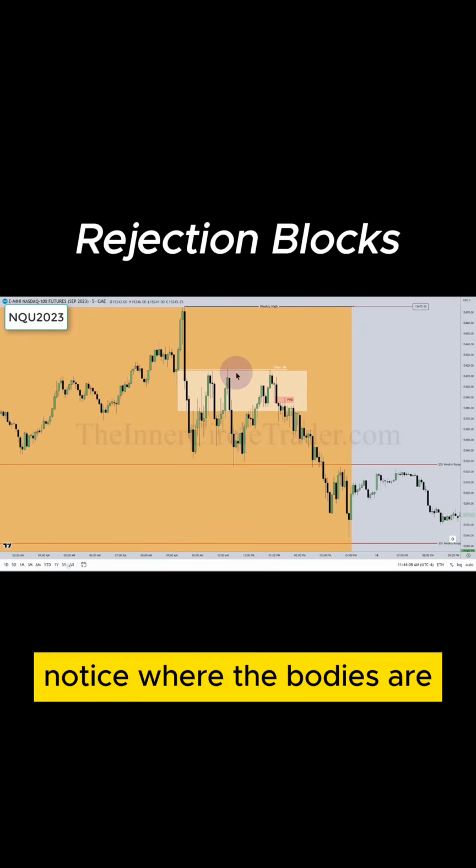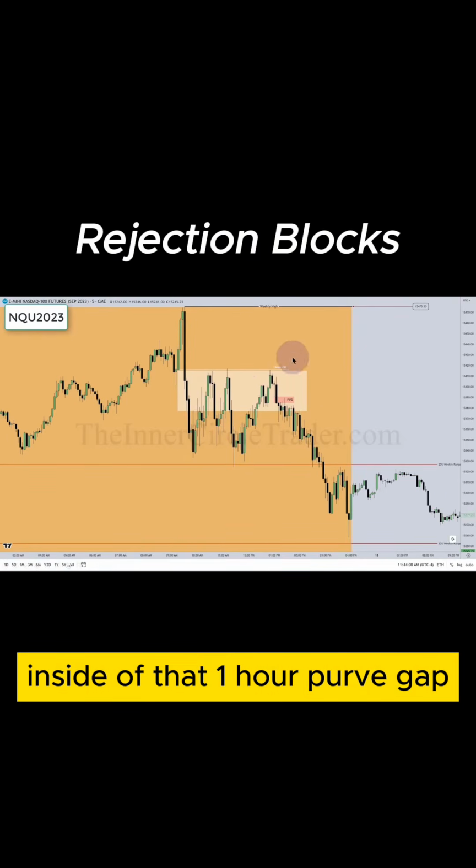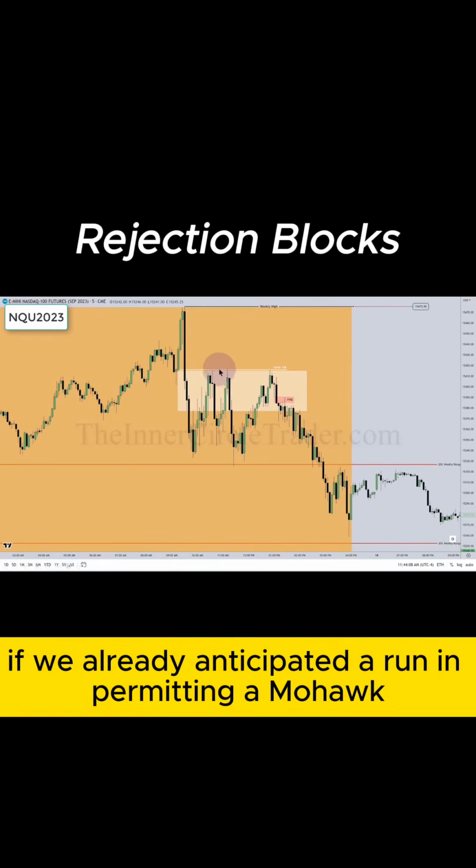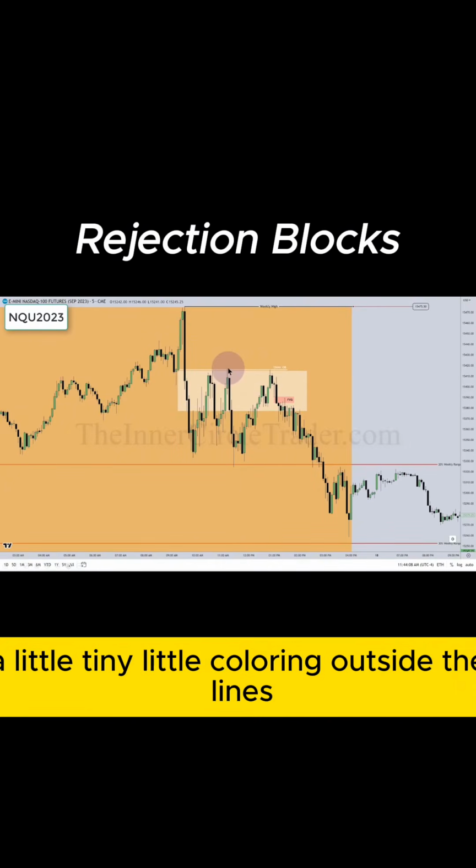Notice where the bodies are inside of that 1 hour fair value gap. The wicks do the damage. So how do you cut through all this stuff if we already anticipated a run in permitting a mohawk, a little tiny little coloring outside the lines, if you will?